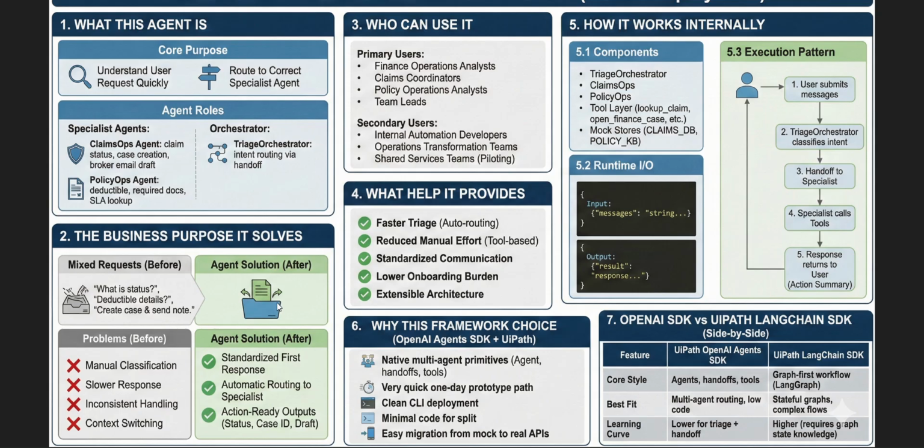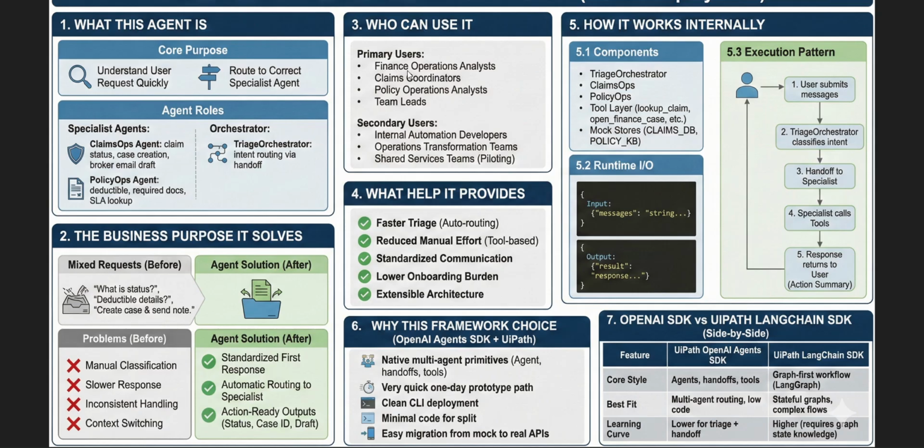That doesn't mean that the human agent is going out of a job, but this is going to enhance their job by processing multiple claims or multiple operations in no time. Let's say if it used to take one or two claims per day, it is going to give them wings of processing 10 claims per day. The problems before this agent are manual classification, slower responses, and inconsistent handling and context switching of the humans. But the agent is solving standardized first response, automatic routing, and action-ready outputs.